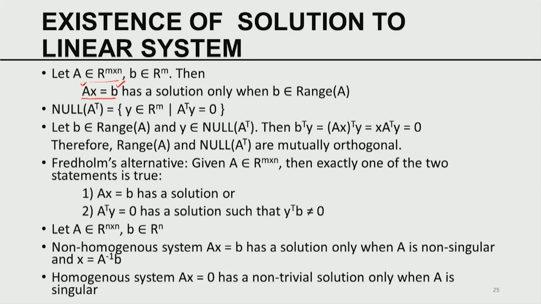In this case, Ax is equal to B has a solution only when B lies in the range of A. You remember range of A we have already defined. Range of A is a set of all vectors that A maps from the domain to the codomain. We also have talked about null space of A. If I can talk about null space of A, I can talk about the null space of A transpose. So null space of A transpose is a set of all Y belonging to R^m such that A transpose Y is 0.